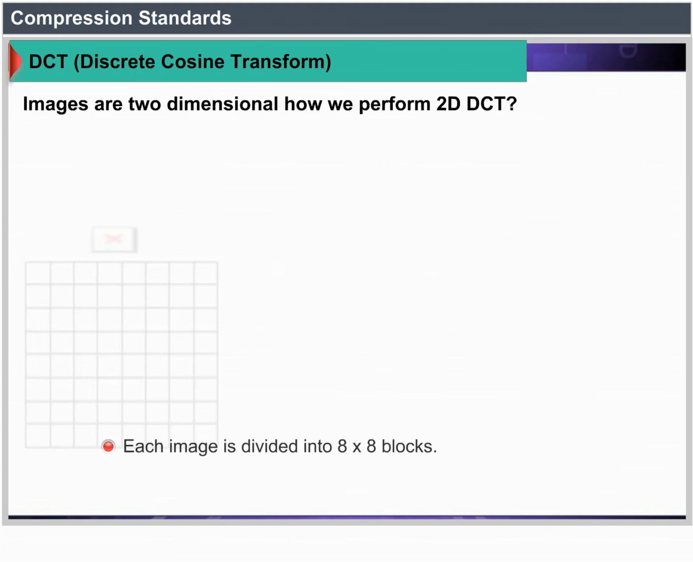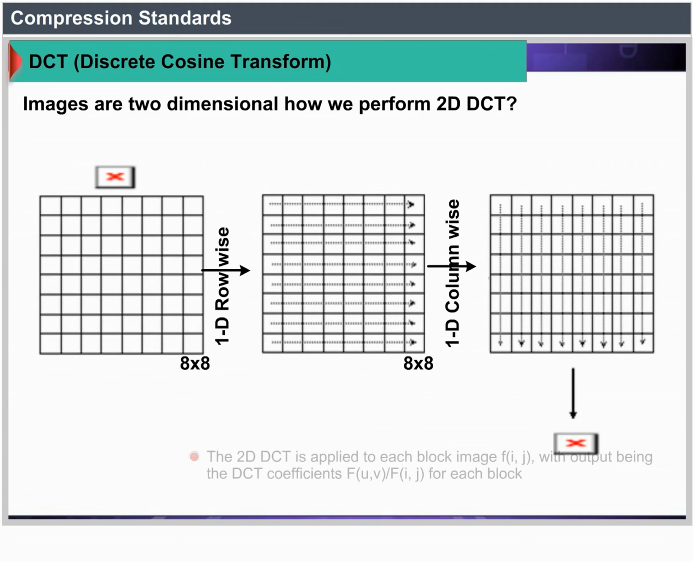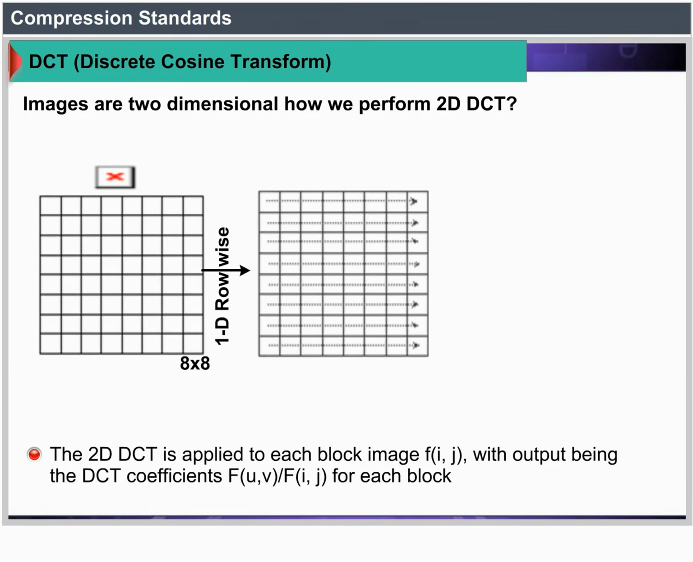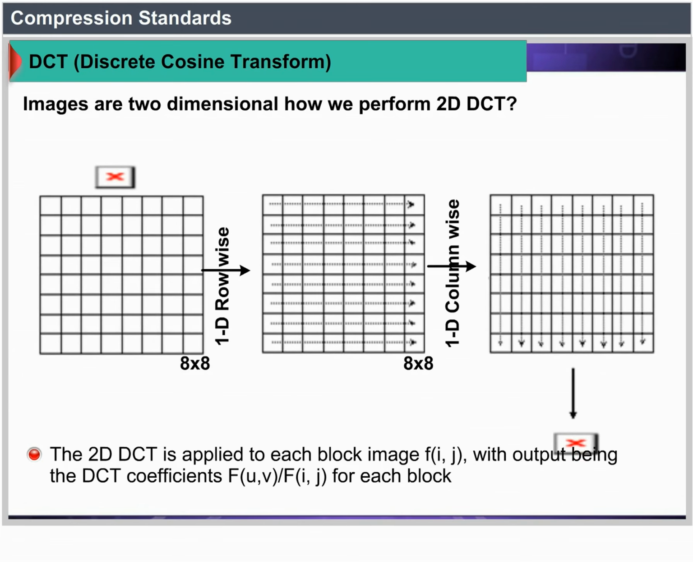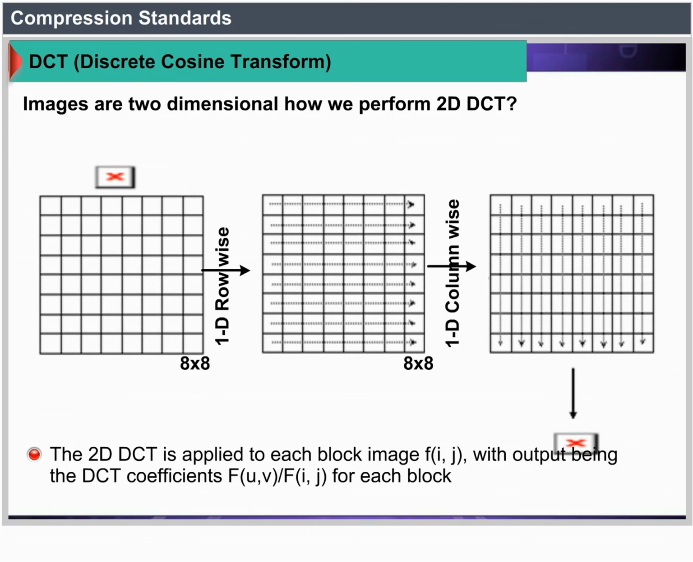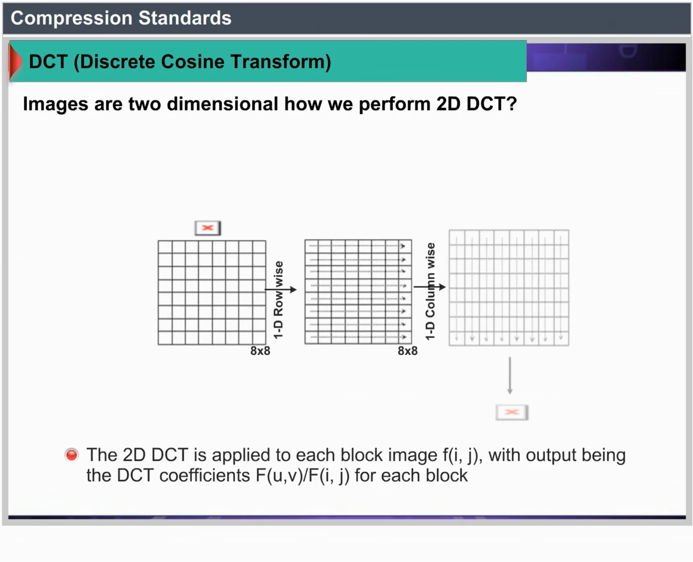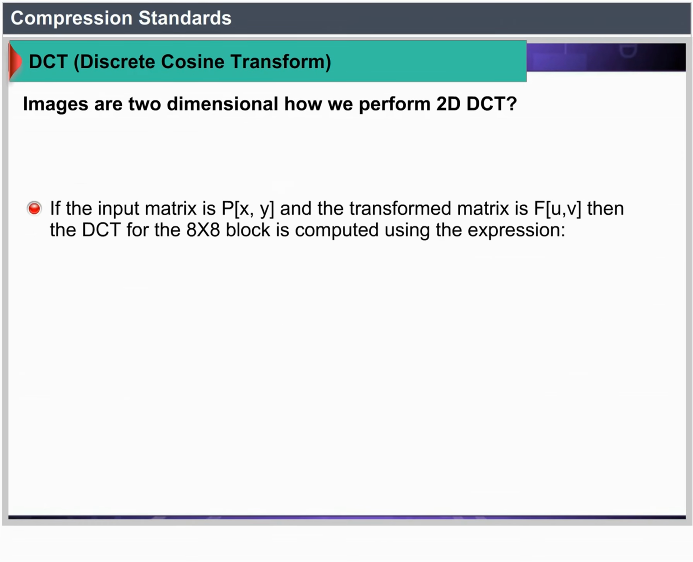Consider each image is divided into 8 by 8 blocks. The 2D DCT is applied to each block image f of i, j, with the output being the DCT coefficients F of u, v. If the input matrix is P of x, y and the transformed matrix is F of u, v, for the 8 by 8 block it is computed using the expression shown on screen.